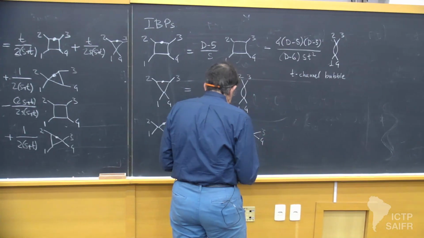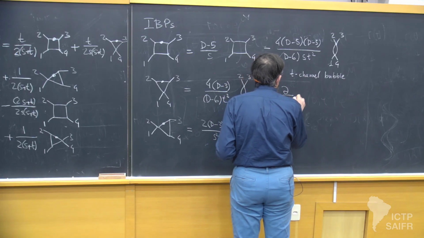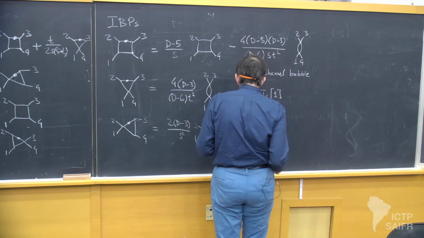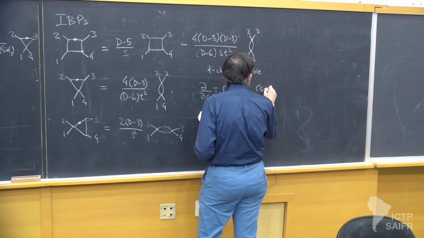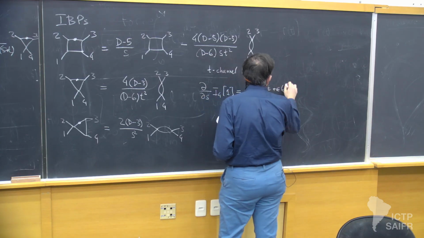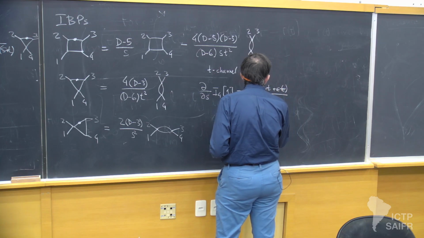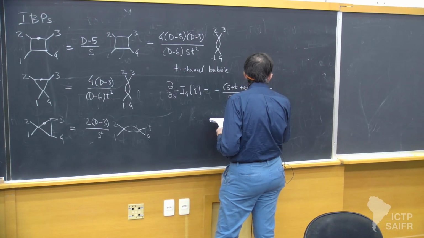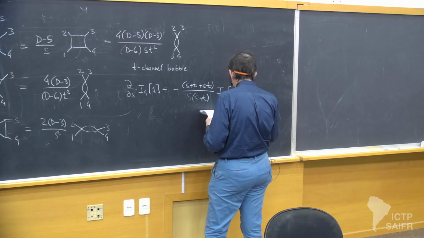So if we now collect all the different terms, then we end up with a differential equation that says that we have S plus T plus, switching from D's to epsilons, times the box itself, and then there are two bubble terms.